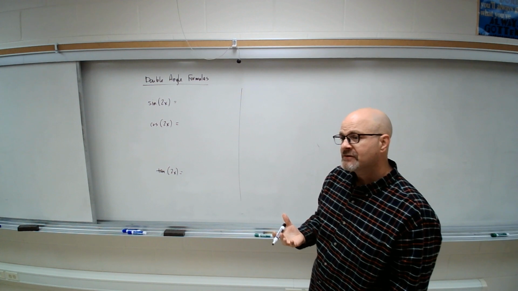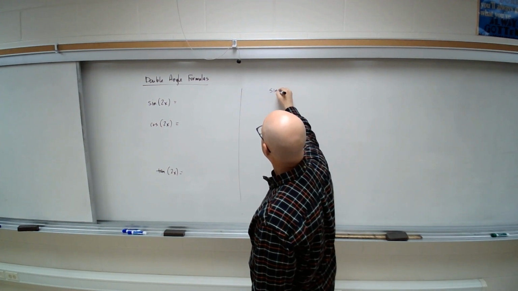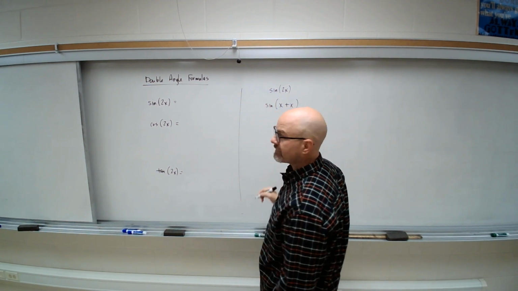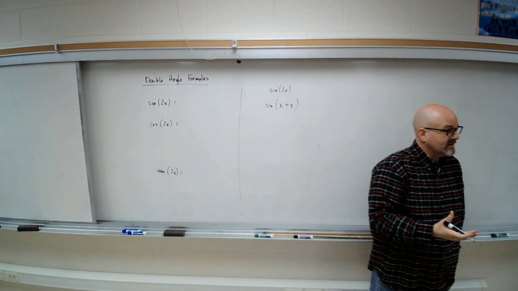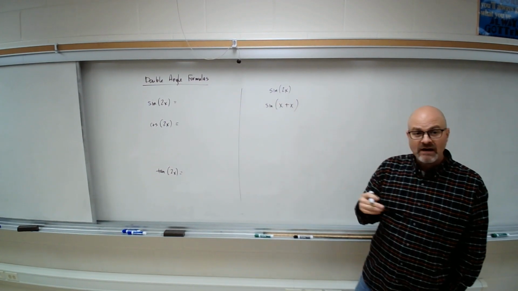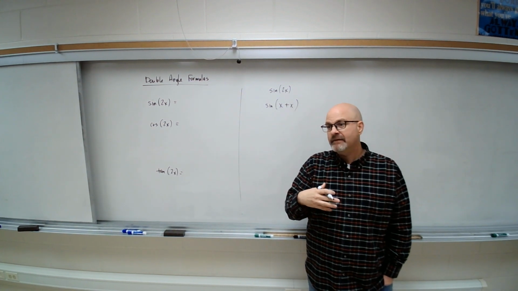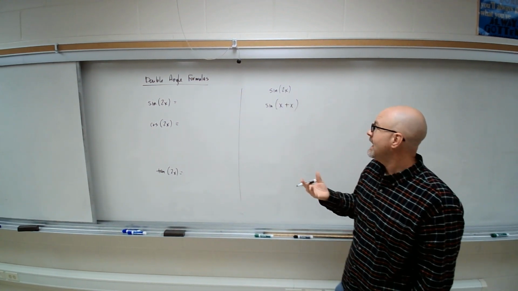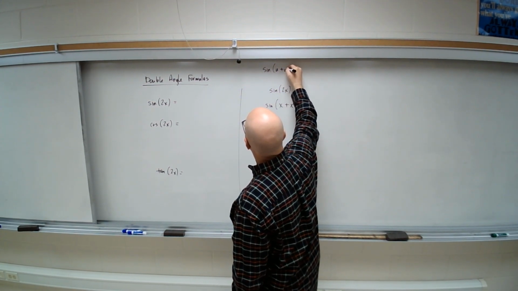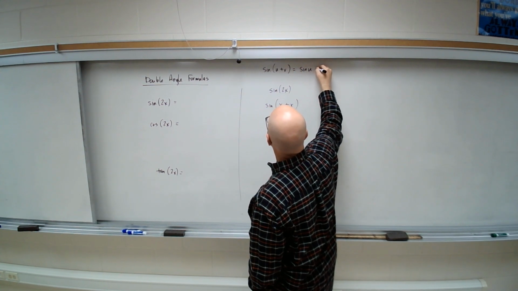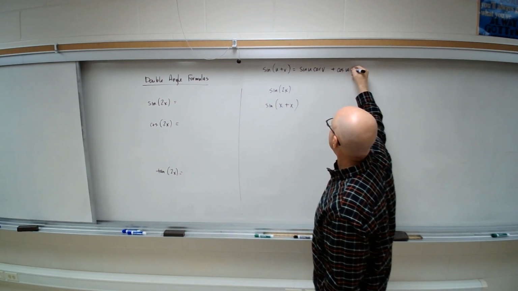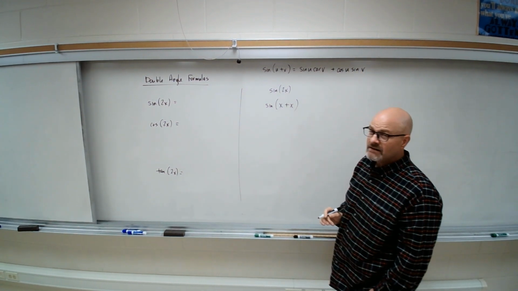But if we start with the sine of 2x, what you want to realize here is that 2x is the same as saying x plus x. Right? That's what 2x means. It's just repeated addition. So we know a formula for the sine of u plus v, or for the sine of s plus t, however you want to look at it. And that formula, just to recall, is the sine of u plus v is the sine of u cosine v plus cosine u sine v.